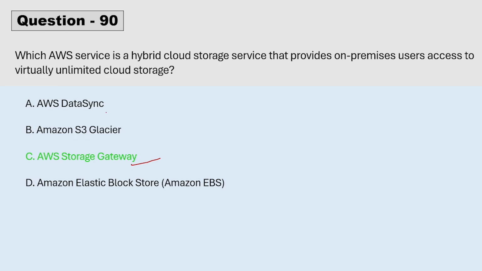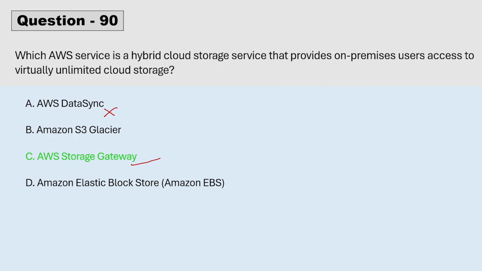And what about AWS DataSync? This is a data transfer service that simplifies, automates and accelerates moving large amounts of data between on-premises systems and AWS cloud storage. So this is not correct, because they want the access, not the transfer.